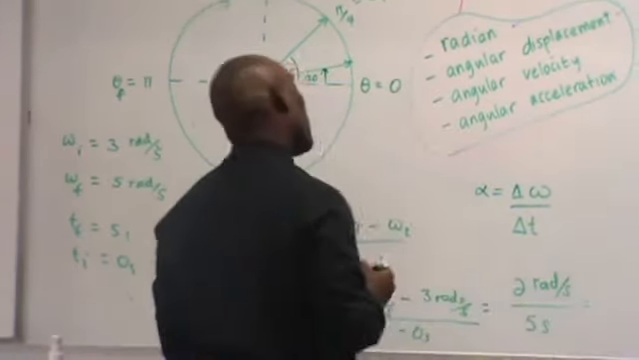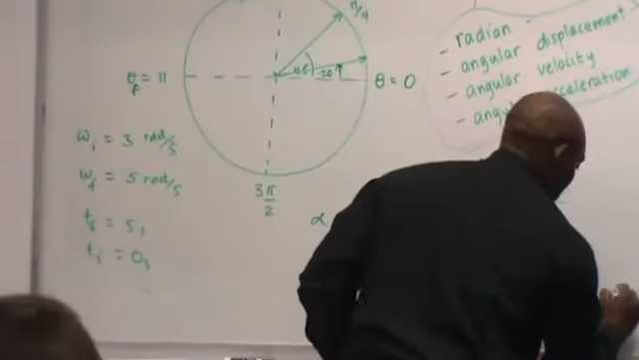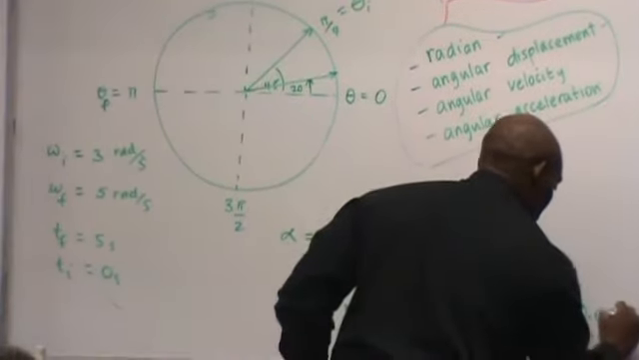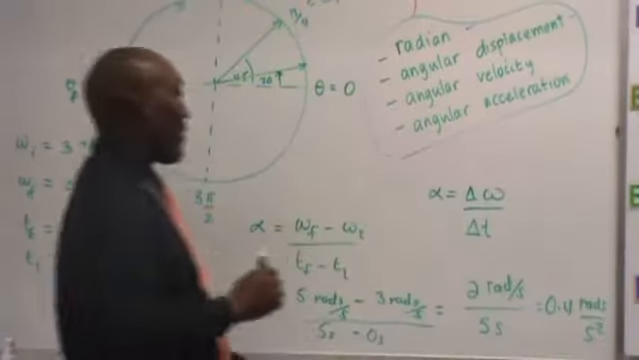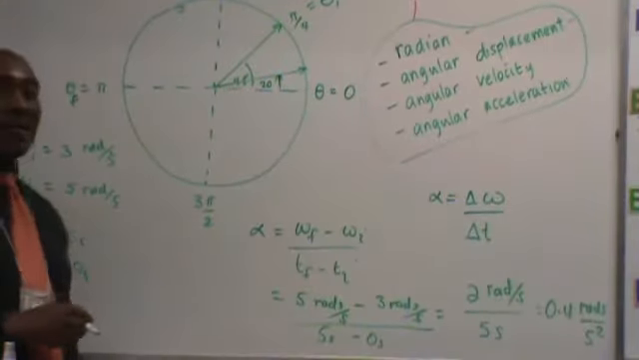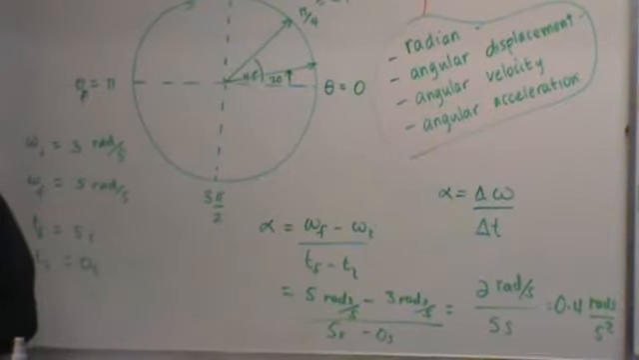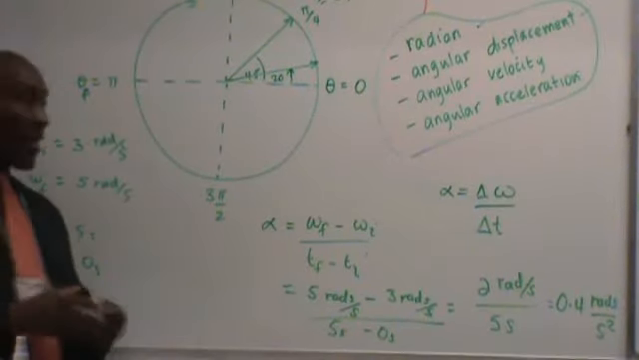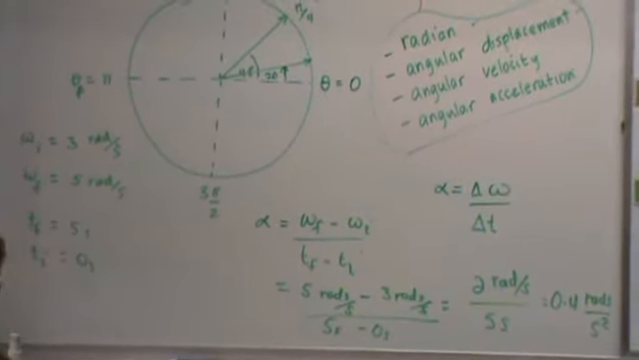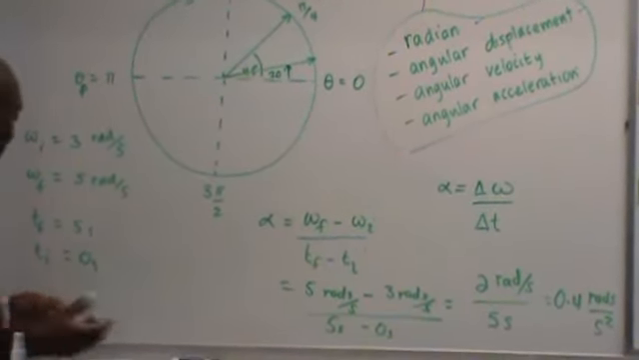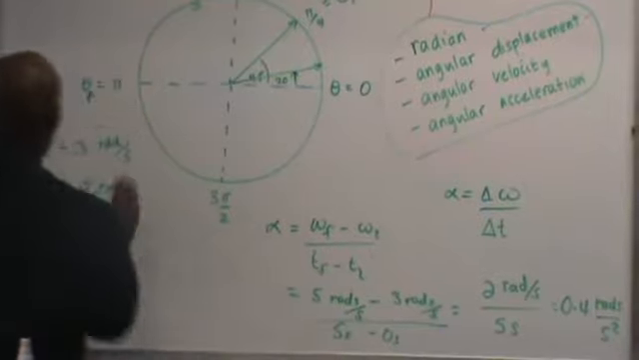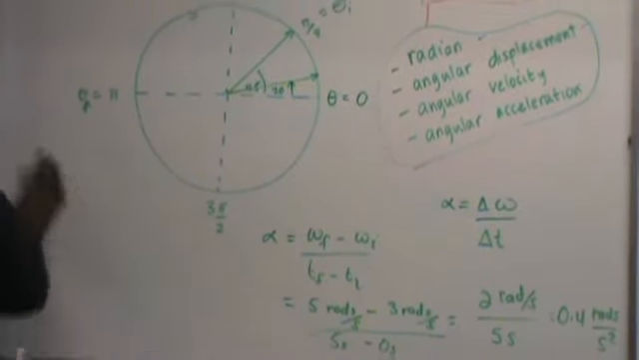That's going to give us 0.4 radians per second squared. Radians per second squared. Does it make sense? It's acceleration. Yes. Okay, so let's summarize.